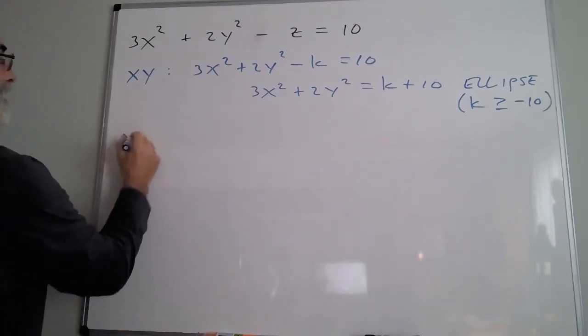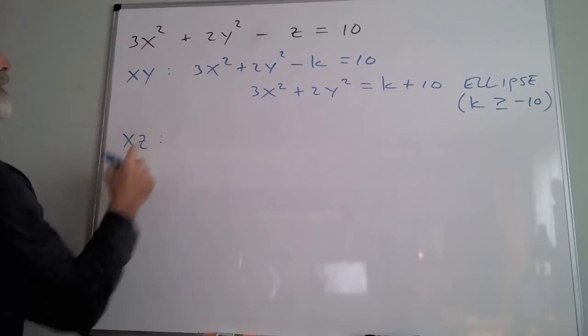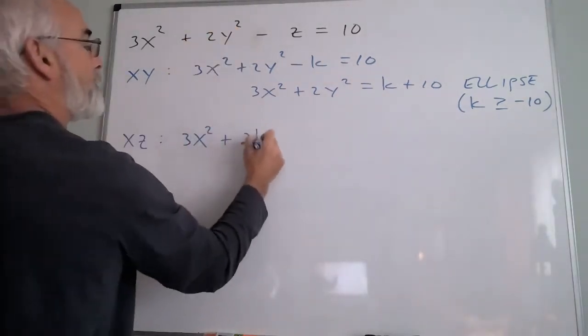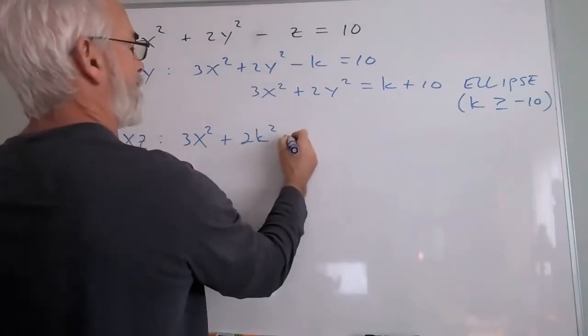Now let's look at the xz plane. In the xz plane, y is held constant. So now I have 3x squared plus 2k squared, and you can use k each time.